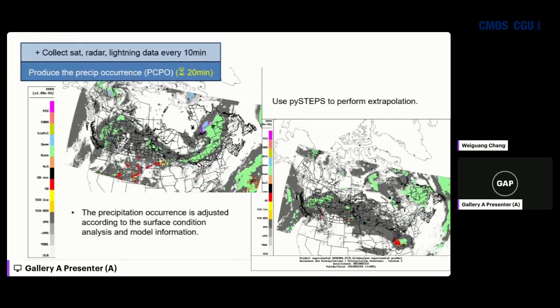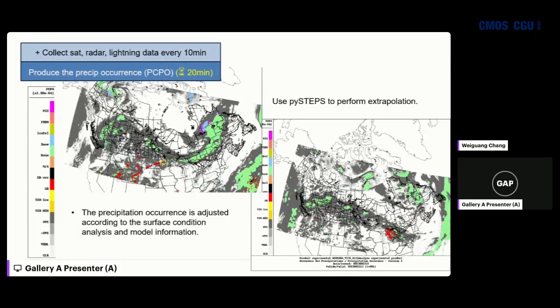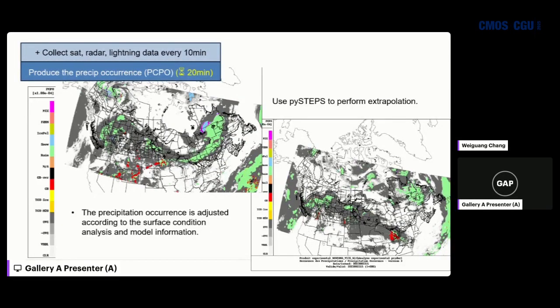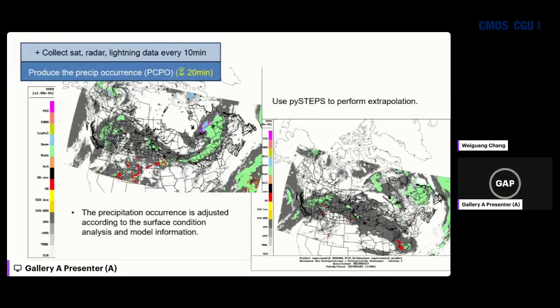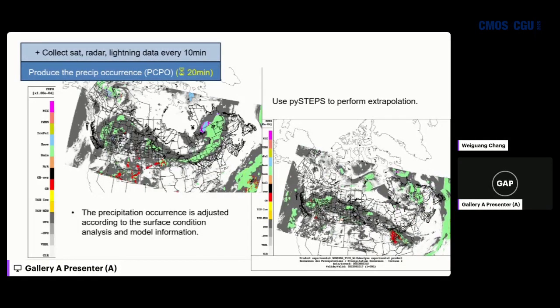The reason why we want to use a single variable like PCPO instead of different variables like cloud and precip is because when we do the advection step, it's going to be easier. We will shift the entire pixel to the new time step. So yeah, next slide.